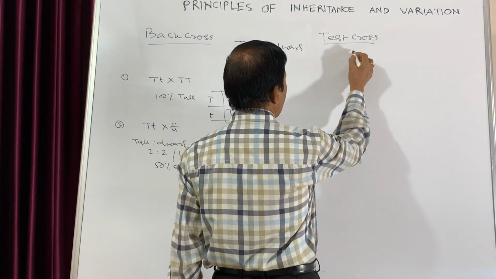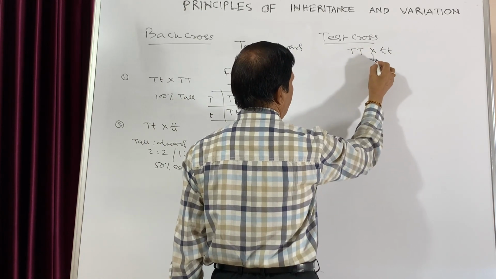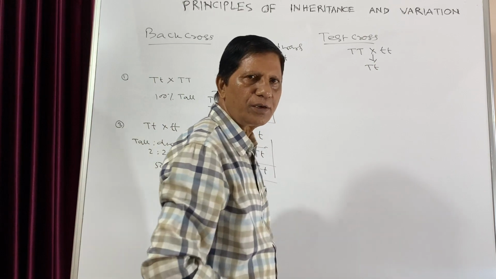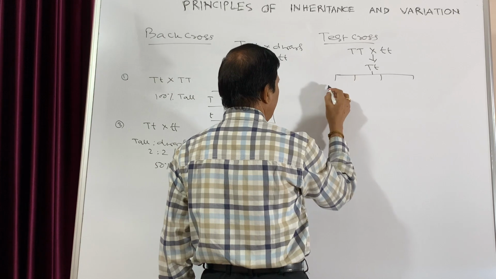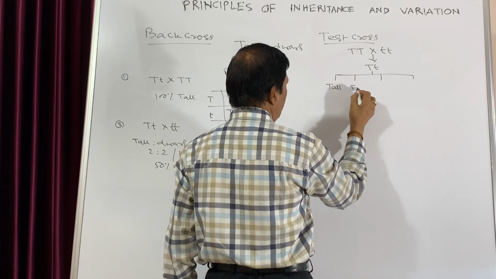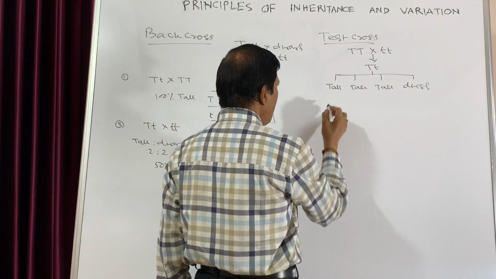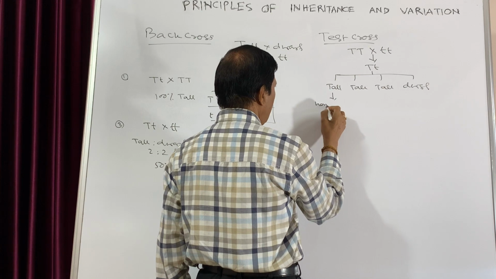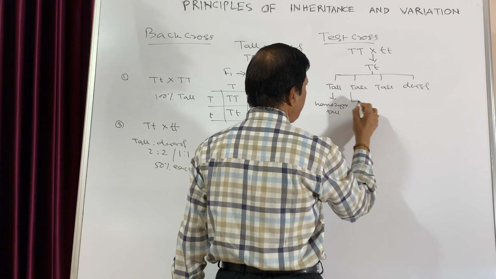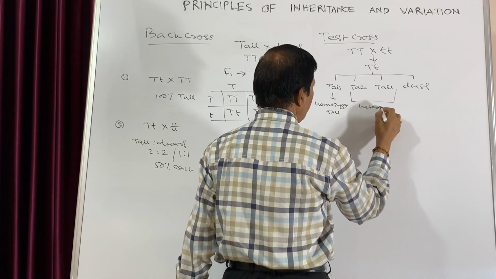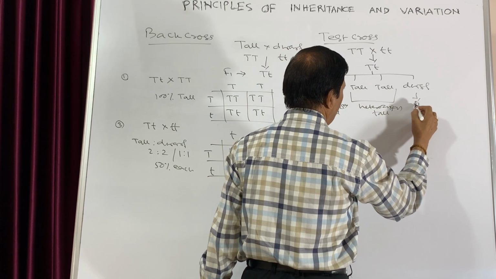So suppose a cross is made between a tall plant and a dwarf plant. So the F1 will be heterozygous tall. And when this plant is self-pollinated, again we will get tall and dwarf in the ratio of 3:1. But this plant is homozygous tall. This is homozygous tall, while these two are heterozygous tall. While this is pure, or we can write homozygous dwarf.